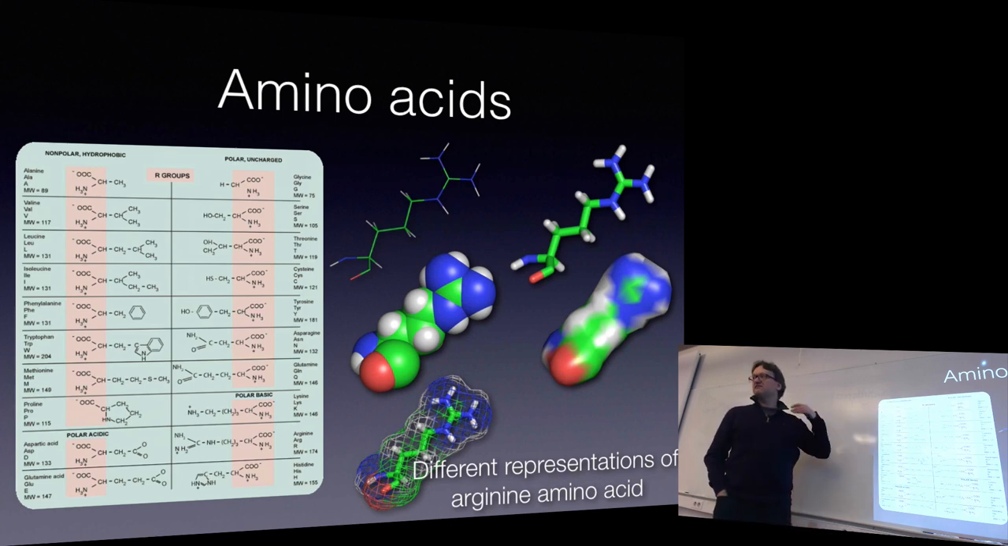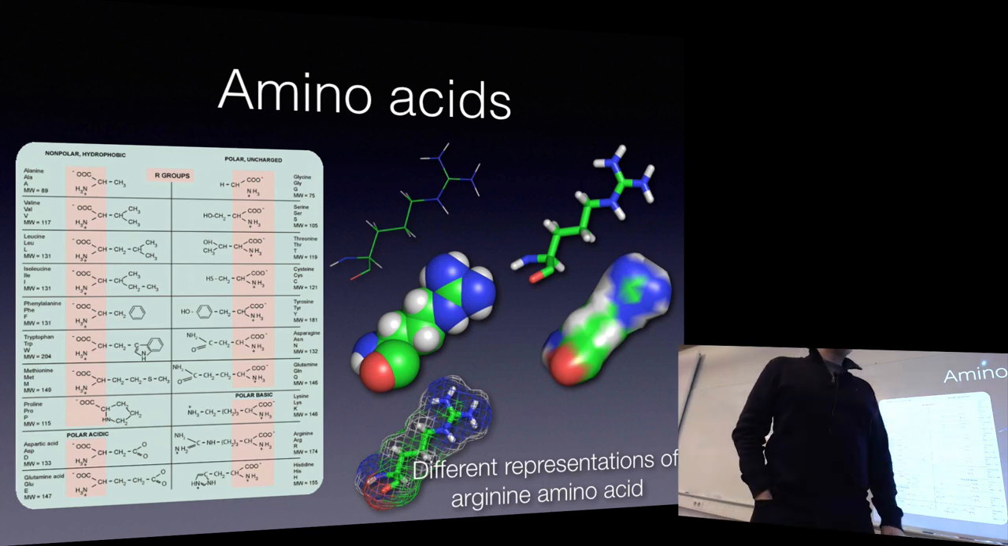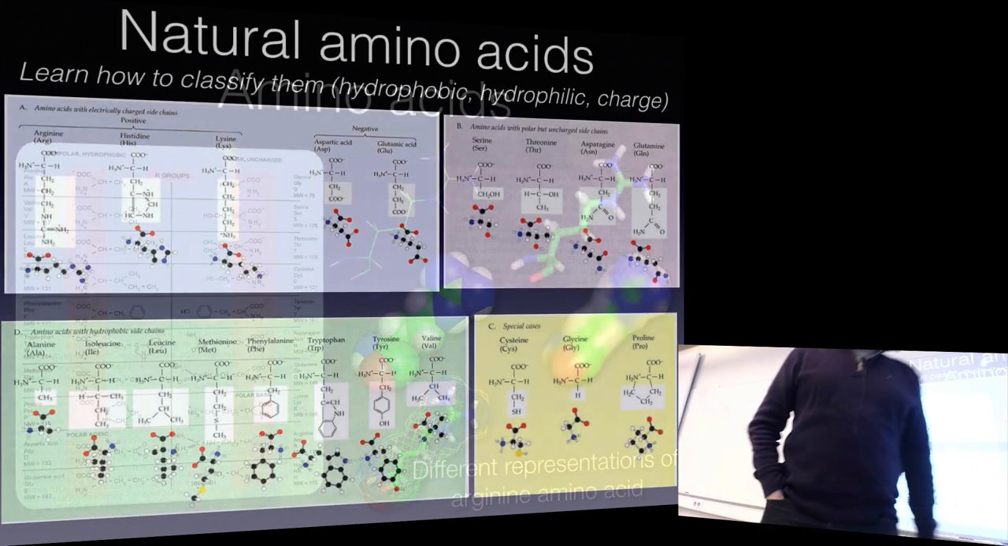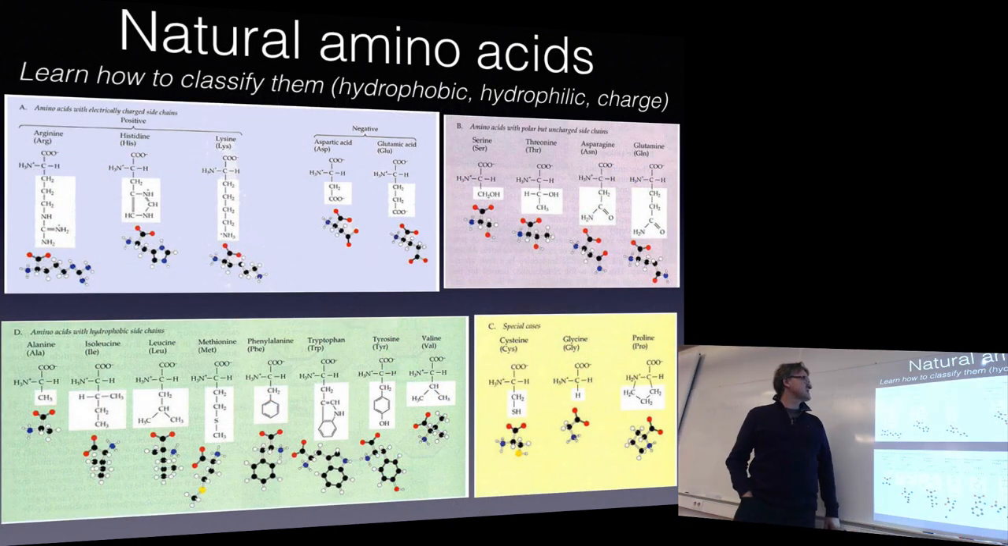If 20 is not enough, there are a bunch of non-natural amino acids too, so you can learn as many as you want. But what I would like you to know are the principles of the amino acids. You need to learn how to classify them. So there are some amino acids that are small and hydrophobic: leucine, isoleucine, valine. And that I would know instantly within 1 second. If I see it in a protein structure, it's a valine. That's going to be a hydrophobic site.